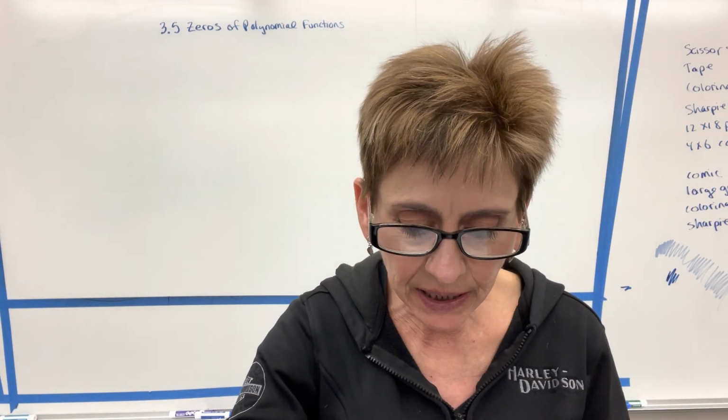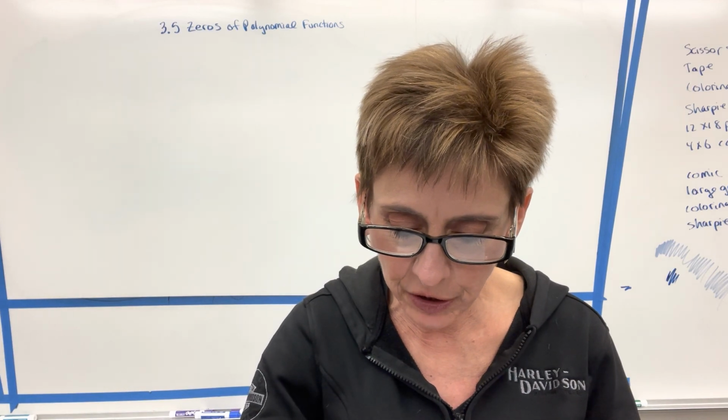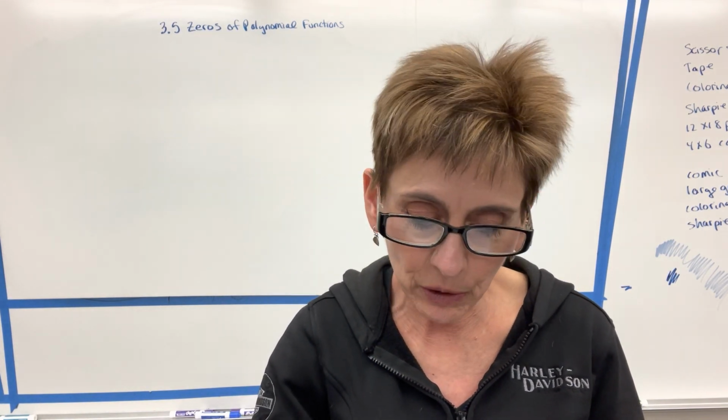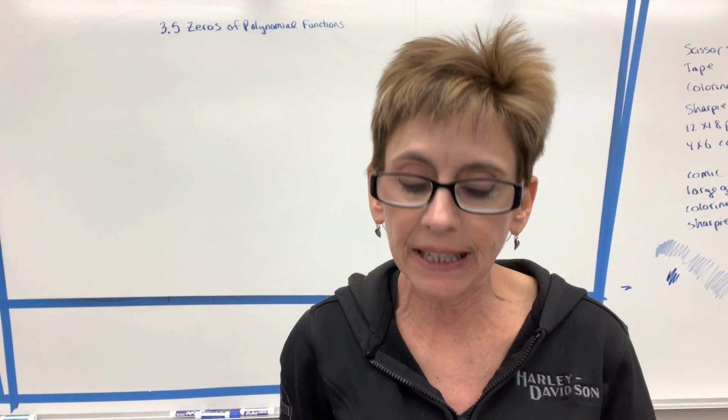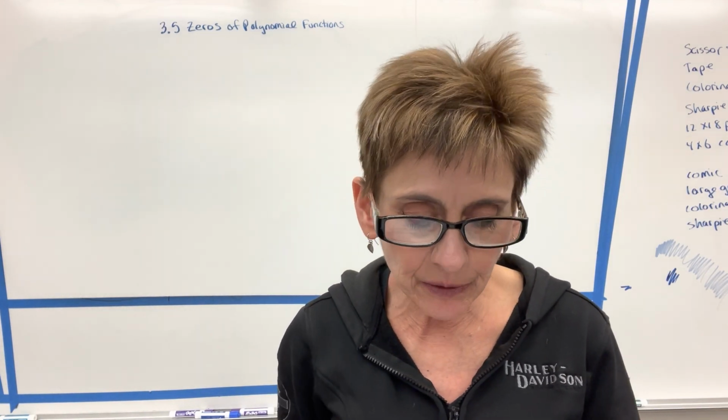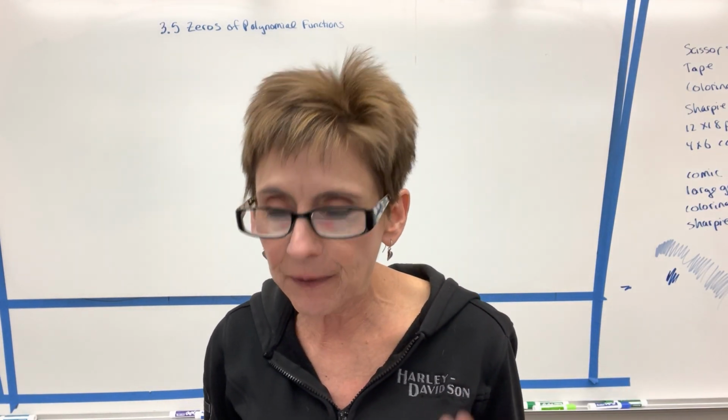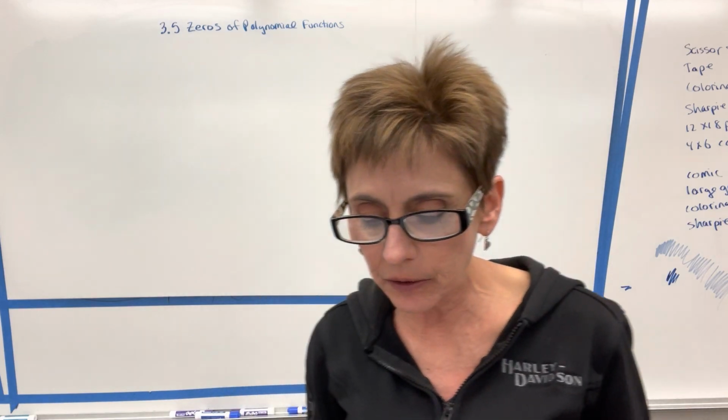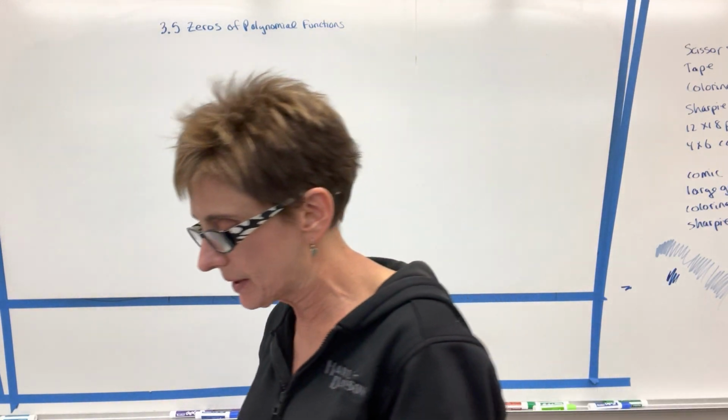At the beginning of chapter 3, we briefly touched on graphing higher order polynomials using information like end behavior. So now we're just going to basically try to fine tune our graphing skills by talking about the zeros.